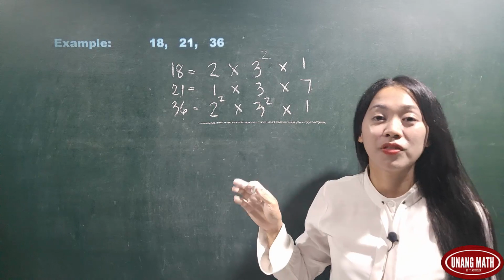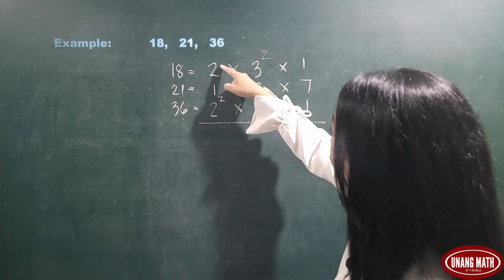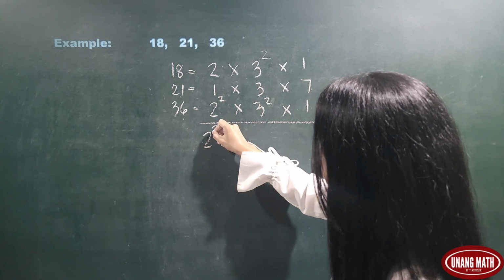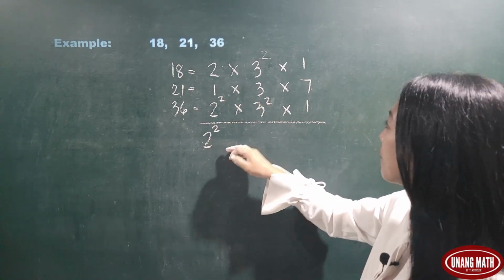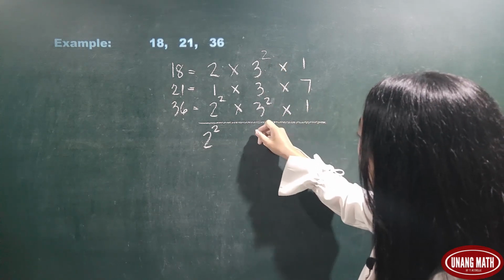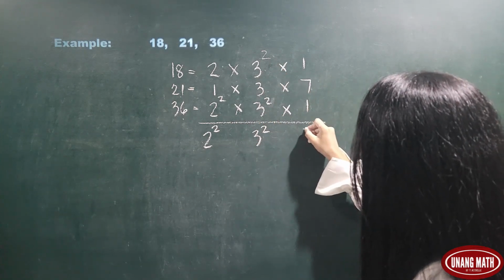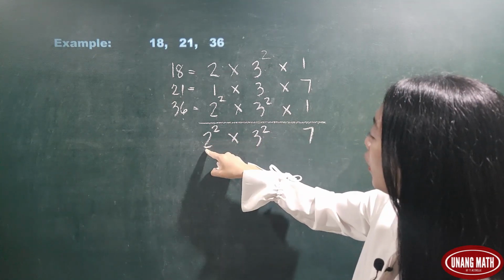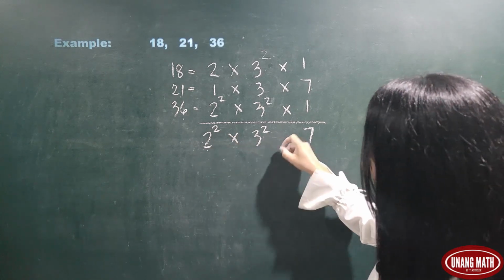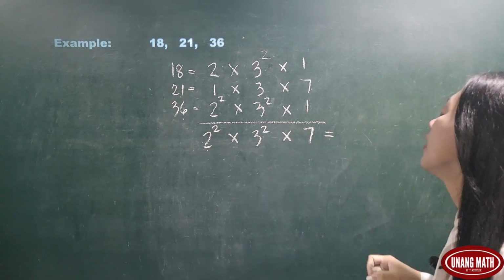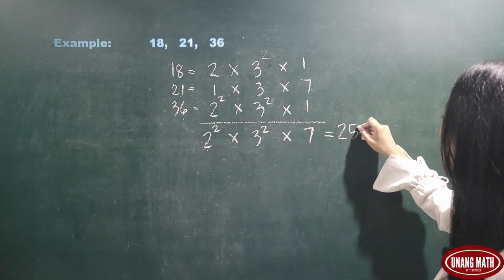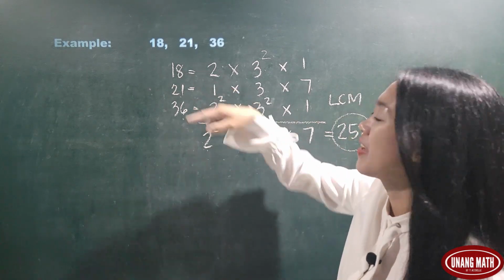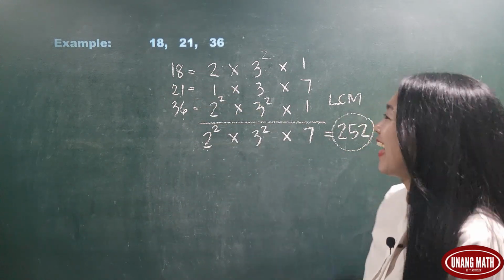Okay, now we will choose the greatest number. 2, 1, and 2 raised to the power of 2. 2 raised to the power of 2 or 2 squared is the largest number. 3 squared, 3, and 3 squared. So this is 3 squared. And here is 7. Let's multiply these numbers together. 4 times 9 times 7. Okay, this is equal to 252. And 252 is the LCM of these three numbers.